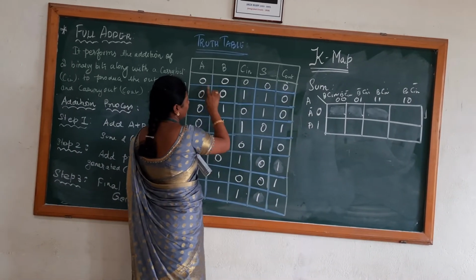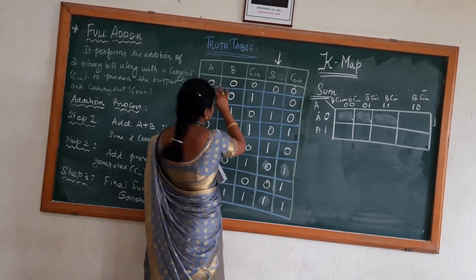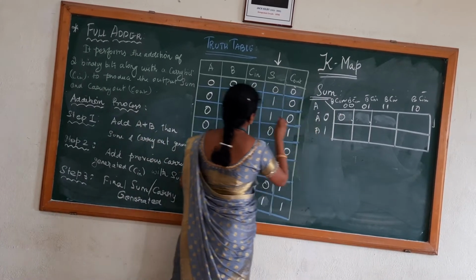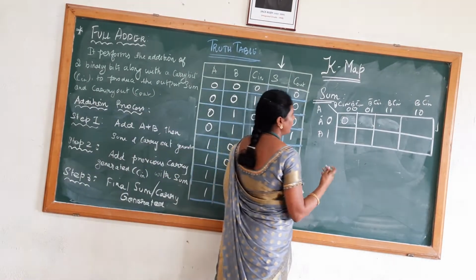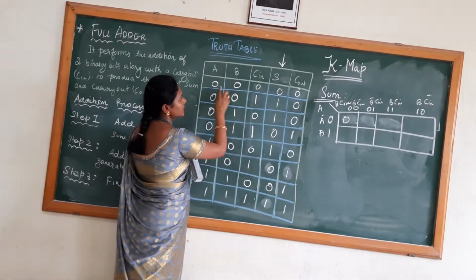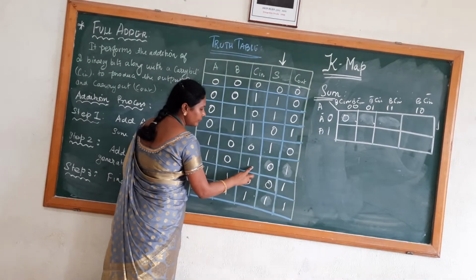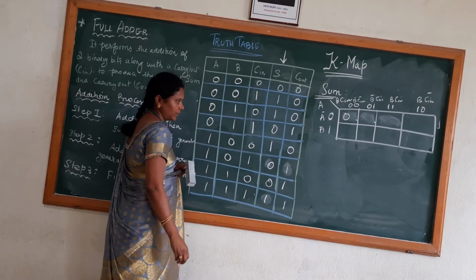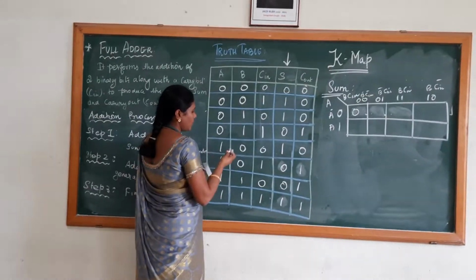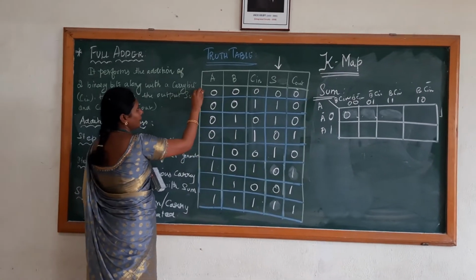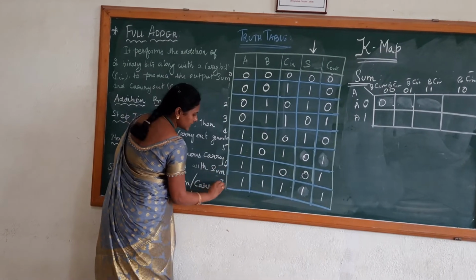So first I am going to plot for sum. Sum is 0, 0, 0, 0. To make it fast, I will tell you the shortcut to remember. Look at the value of this. This is the decimal value 0, 1, 2, 3, 4, 5, 6, 7. If you take the decimal value of these three variables, the decimal value of this is 0, 1, 2, 3, 4, 5, 6, 7.